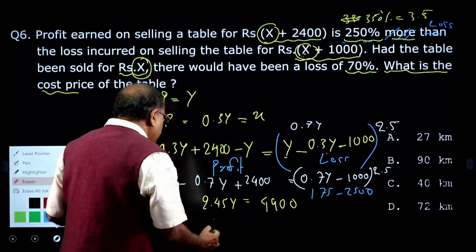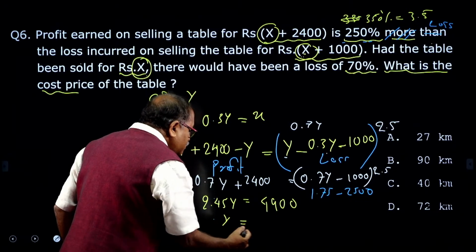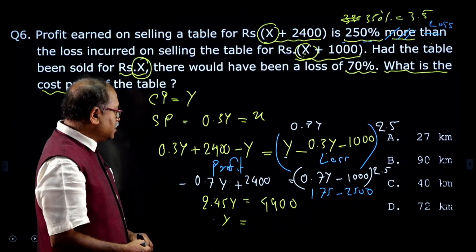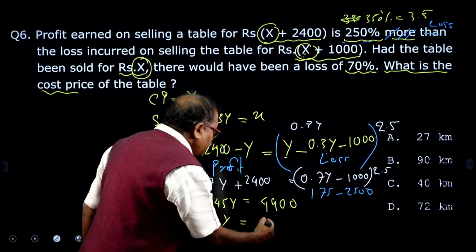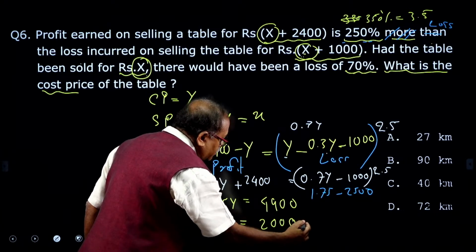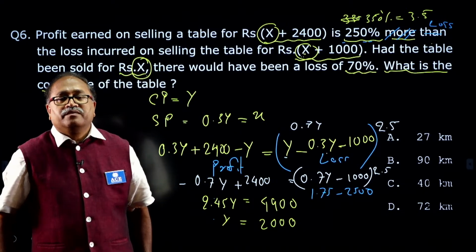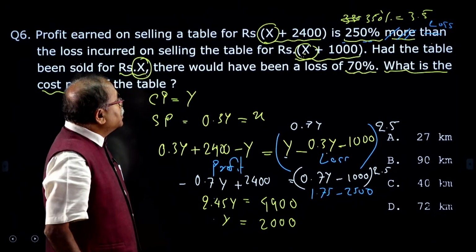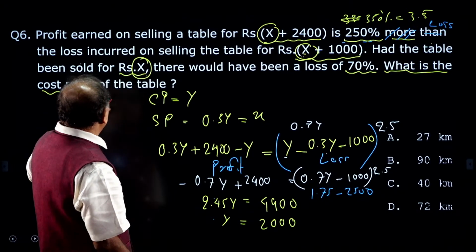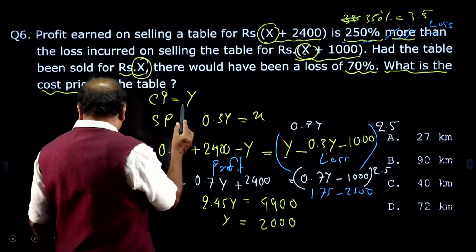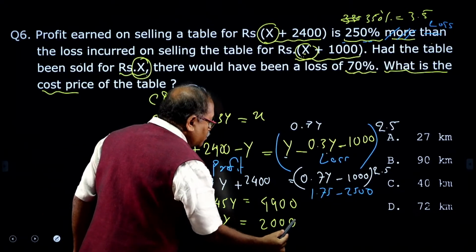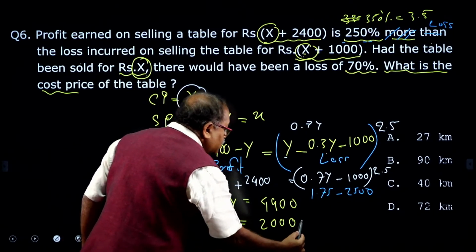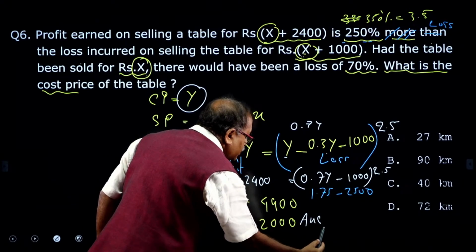Now, it is very clear what is Y here. Both numbers are getting cancelled by 49. So, it is very clear, Y is equal to 2000. Done. We got the Y value, but what is the question? What is the cost price of the table? The cost price of the table is Y, and Y is equal to 2000. That should be my answer, my dear friends.